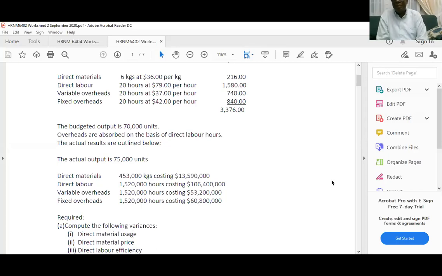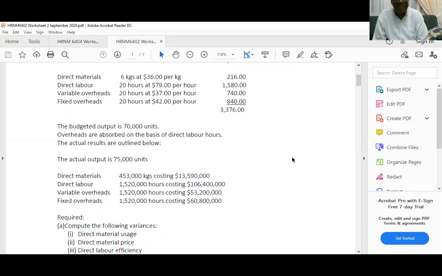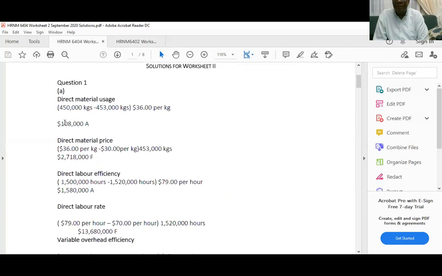So then, what is our answer? Colette, can you give us the answer, please? $108,000 adverse. So we're looking at it on our whiteboard. Okay. Any questions? That's it there being highlighted.